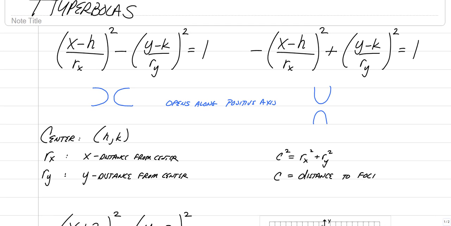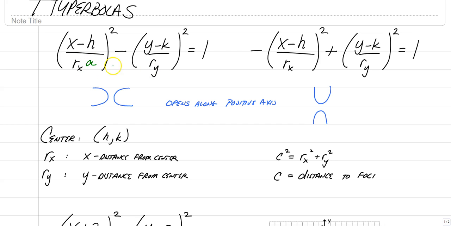So what we're going to cover in this video is another conic section called hyperbolas. And they're going to look like this. They're going to open left and right or up and down. And what determines if they're going to open right or left or up and down is the positive axis. So we have (x minus h) over rx, which is our radius in the x direction, minus (y minus k) over ry, which is our radius in the y direction.